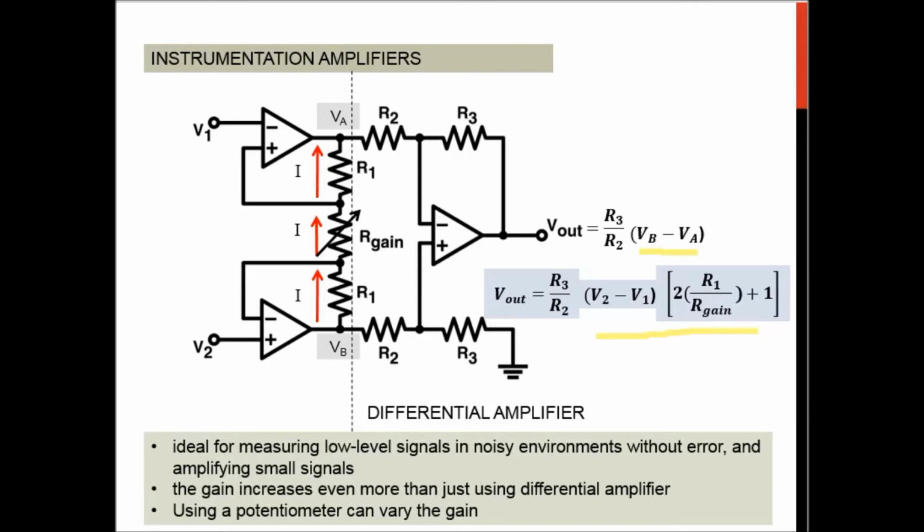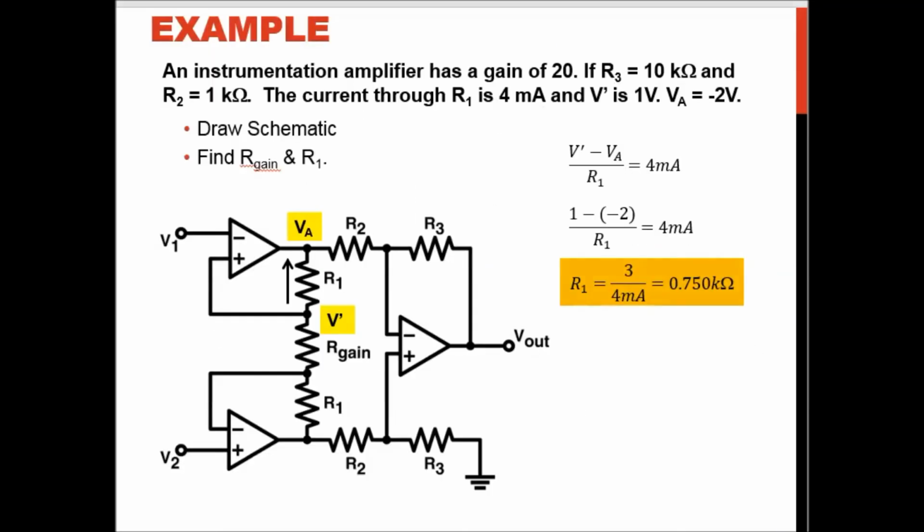So let's look at the example. This question stated that an instrumentation amplifier has a gain of 20 if R3 is 10 kilo ohm and R2 is 1 kilo ohm. The current through R1 is 4 milliampere and V prime is 1 volt, VA is minus 2 volt, and you are asked to find what is R gain and R1.